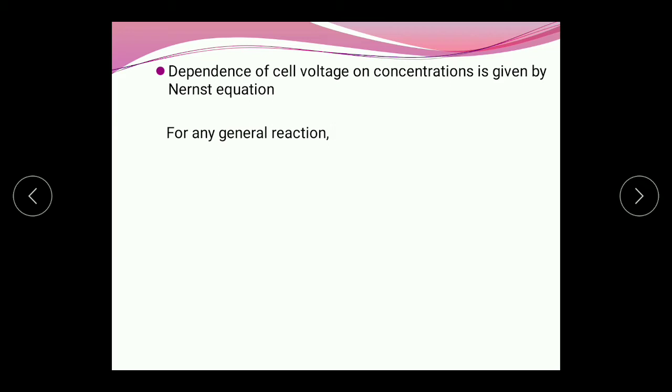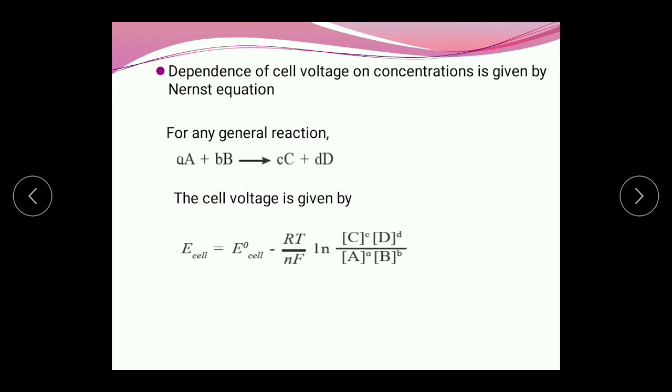Let us take an example. Suppose we take any general reaction like this: a moles of A react with b moles of B to give c moles of C plus d moles of D. Capital A, B, C, D represent reactants and products, and small a, b, c, d are the coefficients taken to balance that reaction. Then the cell voltage is given by the formula given by Nernst, like this.